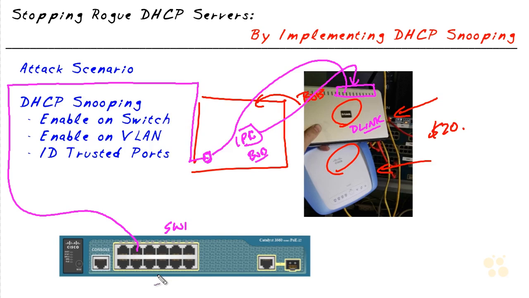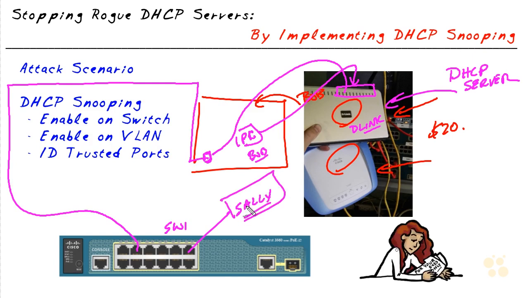Well, besides breaking a whole bunch of rules I'm sure are currently at the company about plugging in unauthorized devices, Bob also has introduced to the network a brand new DHCP server. Because by default, these devices are acting as DHCP servers. So now let's introduce Sally. So here's Sally and her PC. And when Sally's computer boots on the network, it's going to go ahead and ask for a DHCP assigned address.